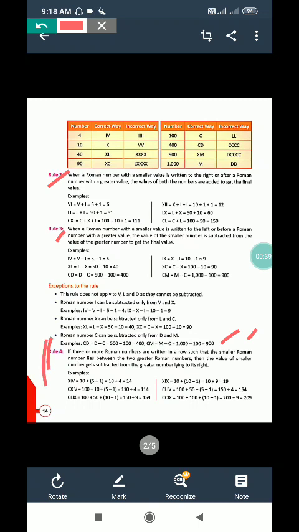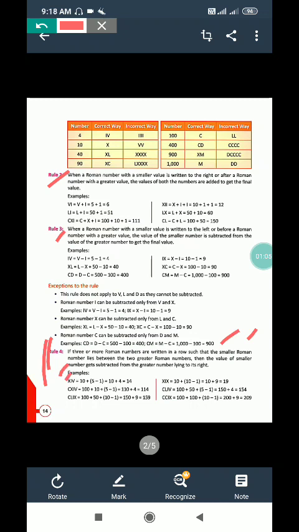What does this rule tell? Rule number 4: if 3 or more Roman numbers are written in a row such that the smaller Roman number lies between the two greater Roman numbers, then the value of the smaller number gets subtracted from the greater number lying to its right. To understand this, we have to take some examples.